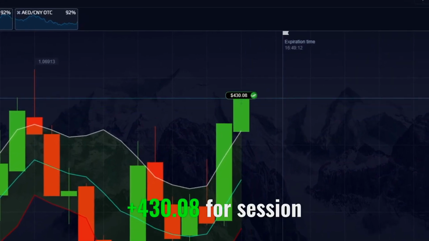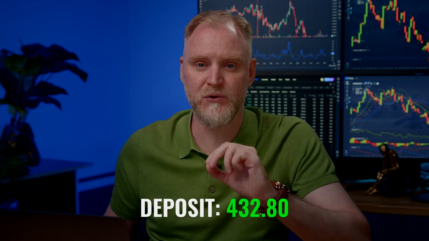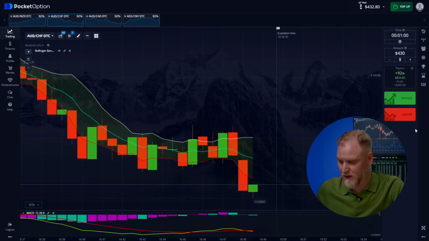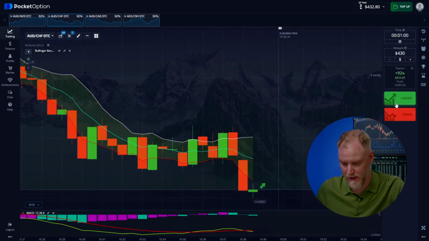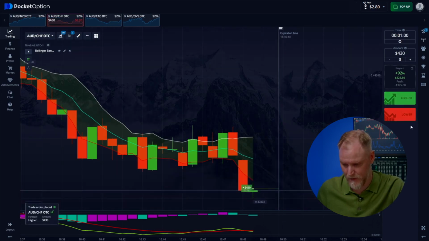Now, nailing technical analysis is super important for trading success. My deposit just went up again. So we'll focus on the Aussie and Swiss pair. And the investment amount is now 430. I'm expecting it to go up. Hit it. And there we go.